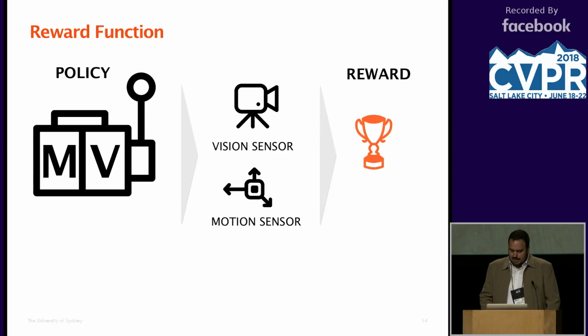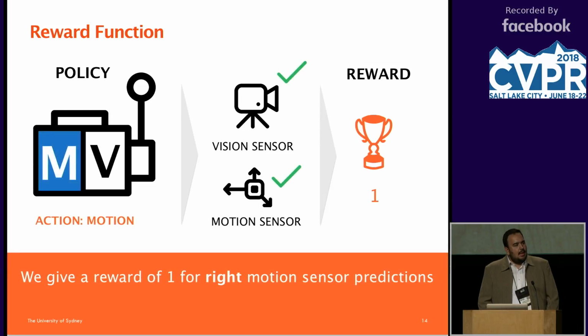So let's look at some examples. If we use a motion action, we decide to use a motion-based model, we see that we got a right outcome in this case, but if we look at the vision model, it would also provide us with a right prediction. In this case, we give a reward of only 1.